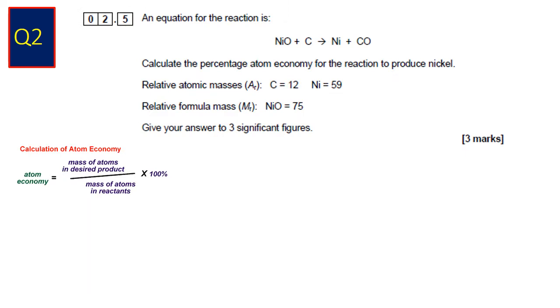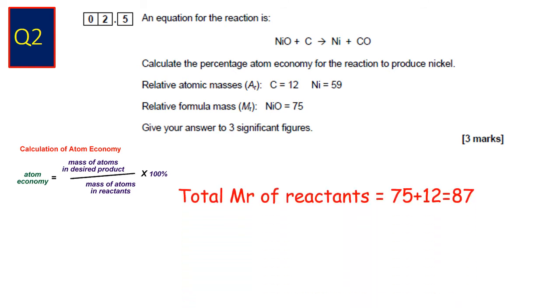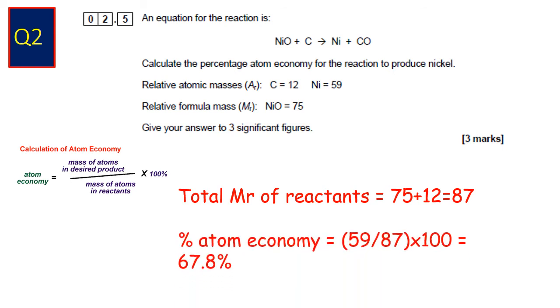So here is a bit of C3. We're asked to calculate the percentage atom economy for the reaction to produce nickel, and we're given some information about the atomic masses and their relative formula masses. And significantly, they want us to give our answer in 3 significant figures. So this is an equation you need to know and be comfortable using. So the first step is to calculate the Mr of the reactants, and then we can plug all the numbers in. So that gives us 59 divided by 87, times all that by 100, and that gives us, to 3 significant figures, 67.8%.